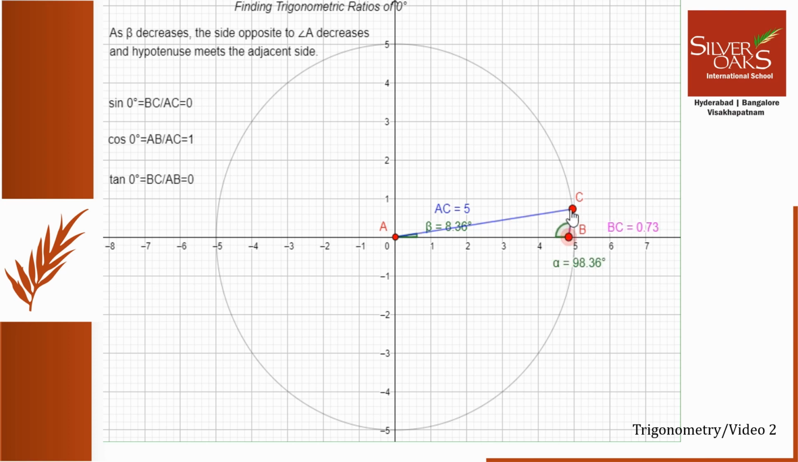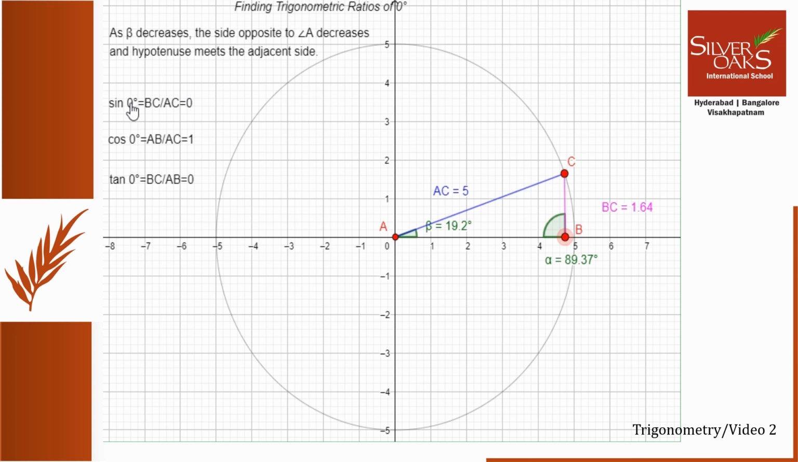Now slowly the point C gets closer to point B and finally angle A becomes 0. Now AC is equal to AB. Then let us see the trigonometric ratios for 0 degrees.